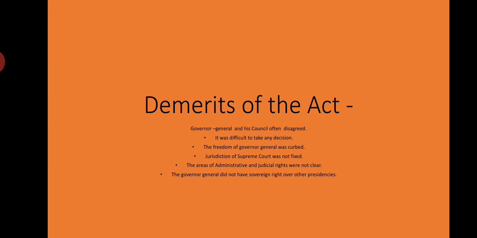Students, in the previous class we studied the provisions of the Regulating Act. Now let's talk about the demerits of this act. The Governor General and his council often disagreed. It was difficult to take any decision. The freedom of the Governor General was curbed, and the jurisdiction of the Supreme Court was not fixed. Due to this act, the areas of administrative and judicial rights were not clear. The Governor General did not have sovereign right over other presidencies.